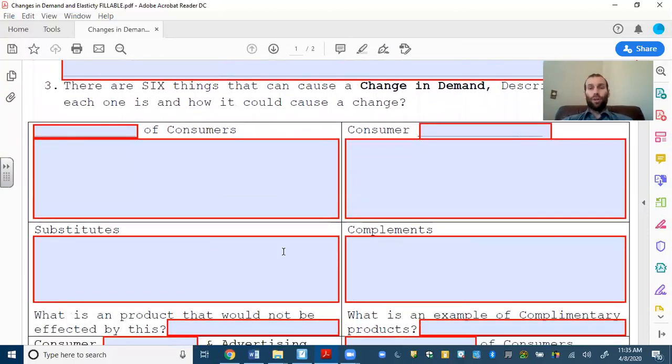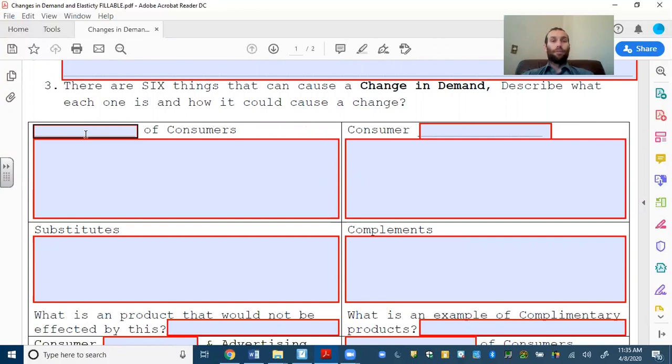So we're going to cover those as we go through right here. Now, what we're looking at here, the first one, is the number of consumers. So the number of consumers essentially means this.